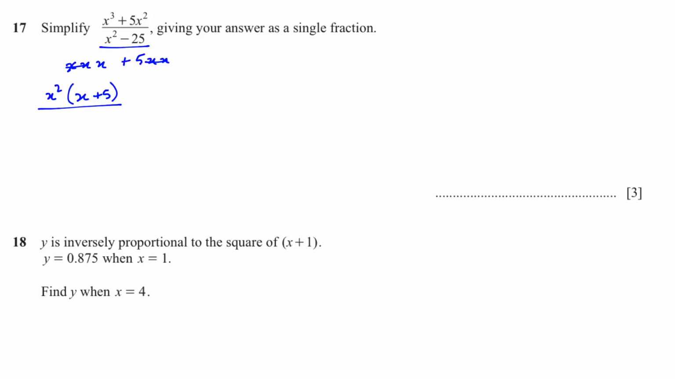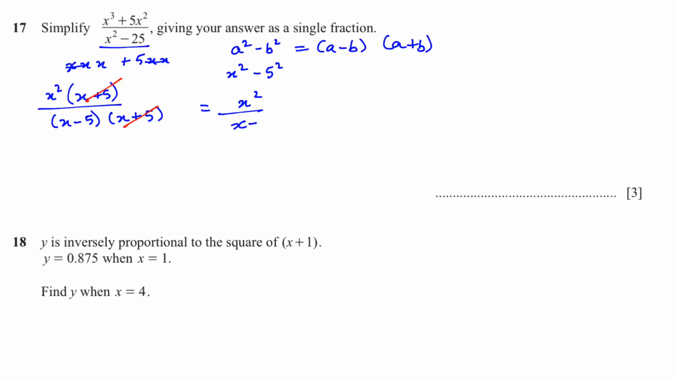This is the difference of squares identity. a square minus b square is equal to a minus b and a plus b. 25 is a square number, so I can write it as 5 square. Therefore, I will get x minus 5 and x plus 5. We can see that x plus 5 is there in the numerator and in the denominator, so we cancel it out and we are left with x square over x minus 5.